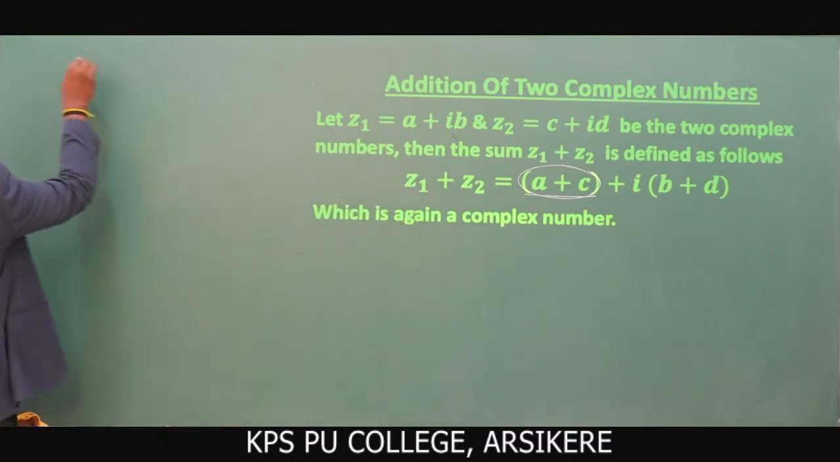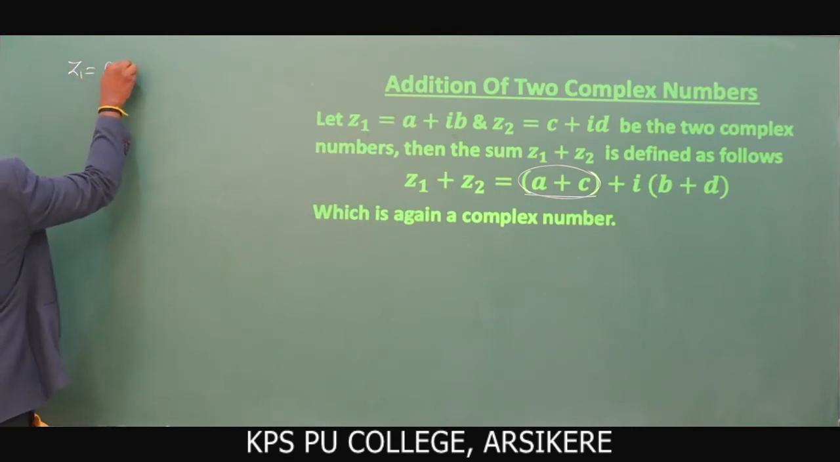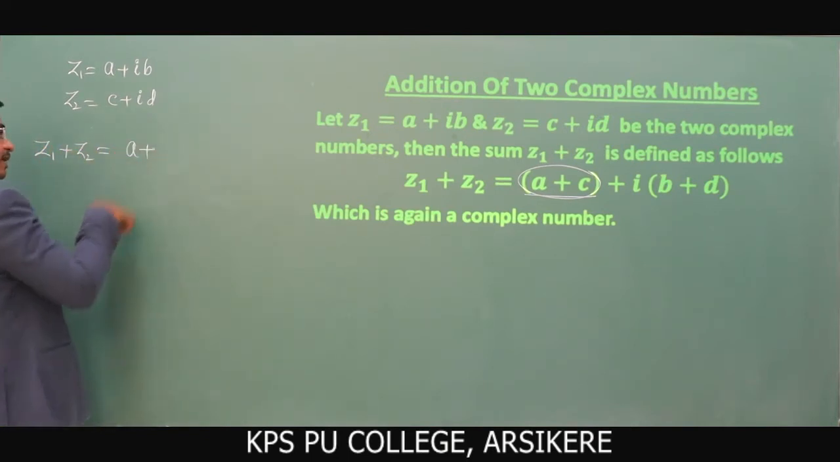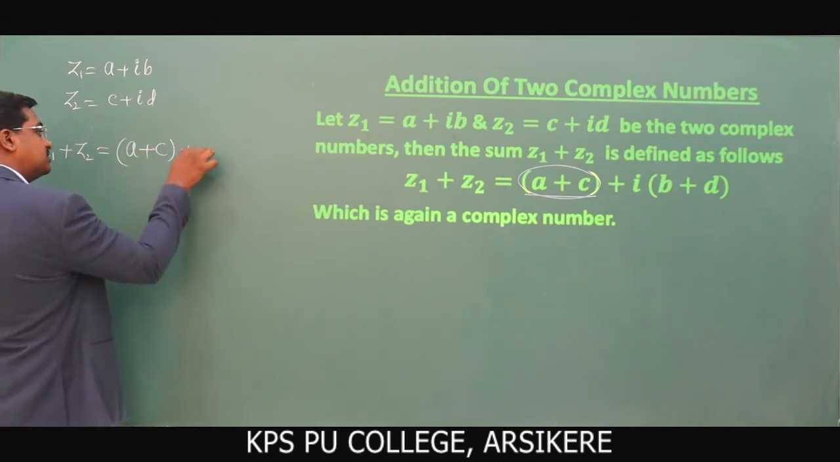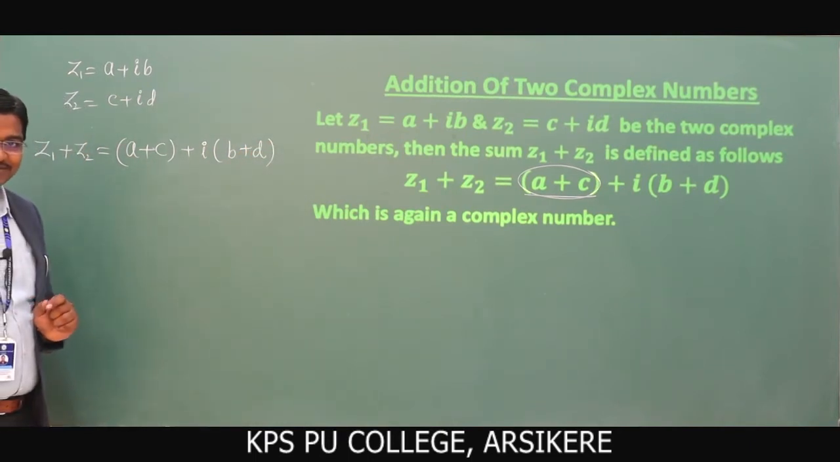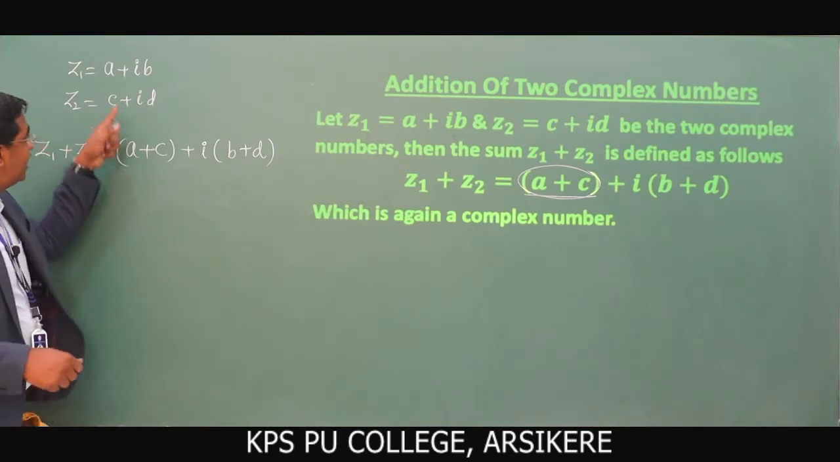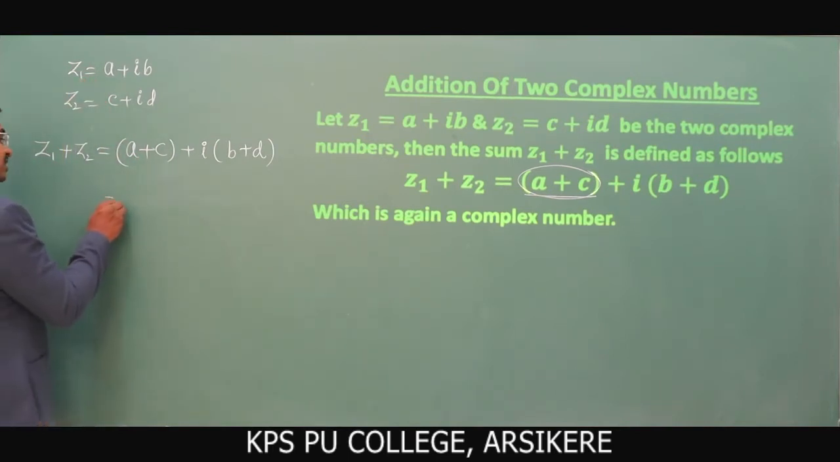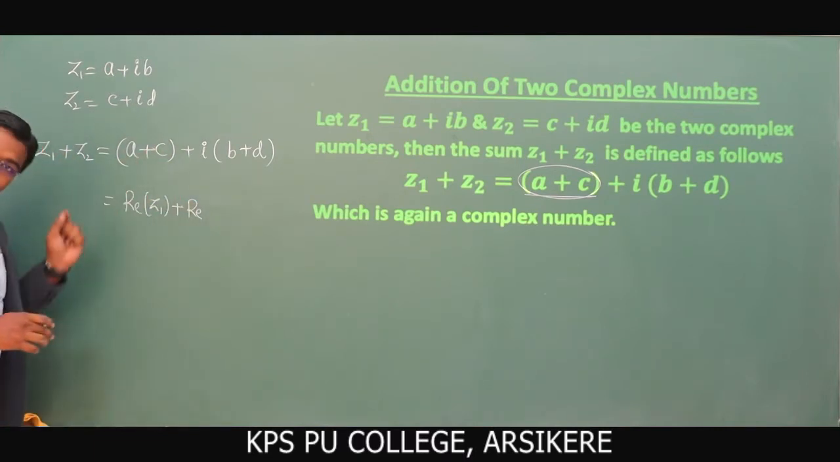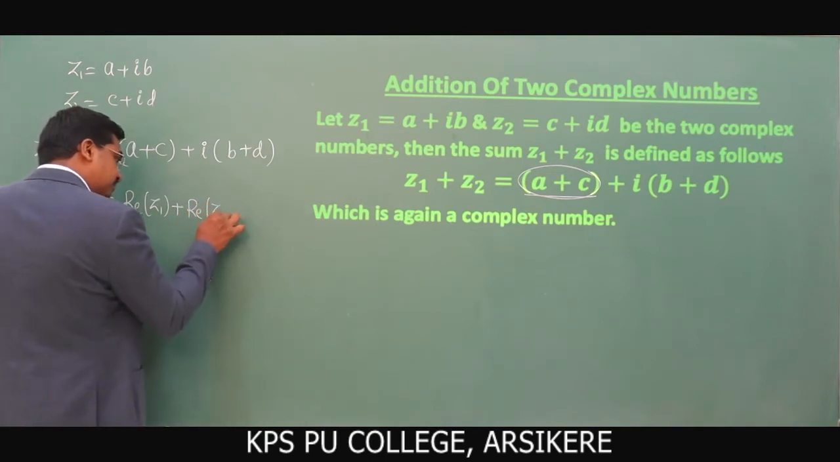It means, look, here we have z1 is equal to a plus ib and z2 is equal to c plus id. Obviously these two are complex numbers. Look at their sum: z1 plus z2 is equal to the expression a plus c plus i into b plus d, right? This is the sum of two complex numbers. What is a? a is the real part of what? z1. So I'll write this as real part of z1 plus, what is c? c is also the real part of what? z2.